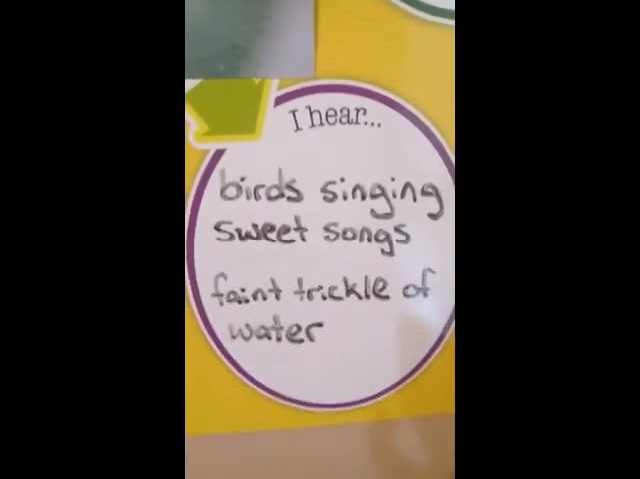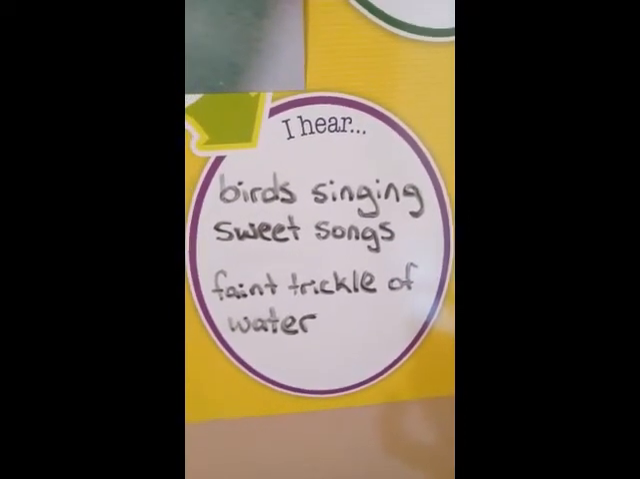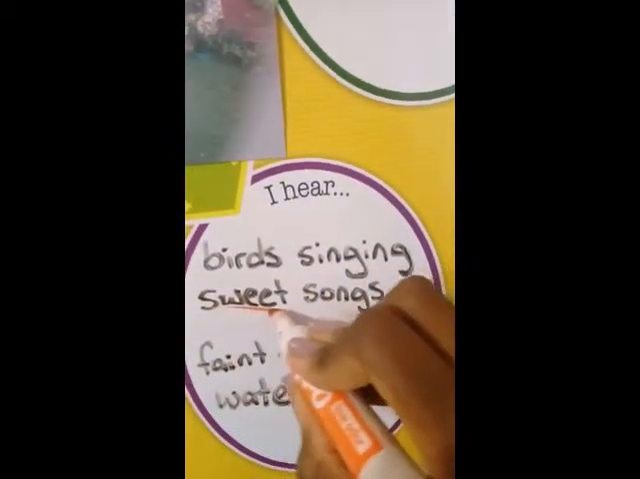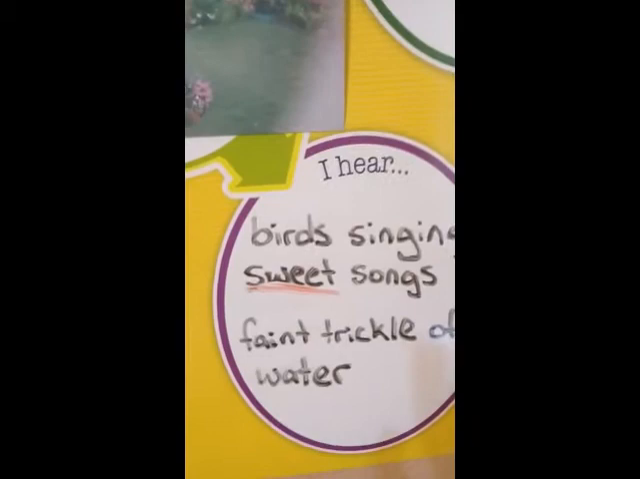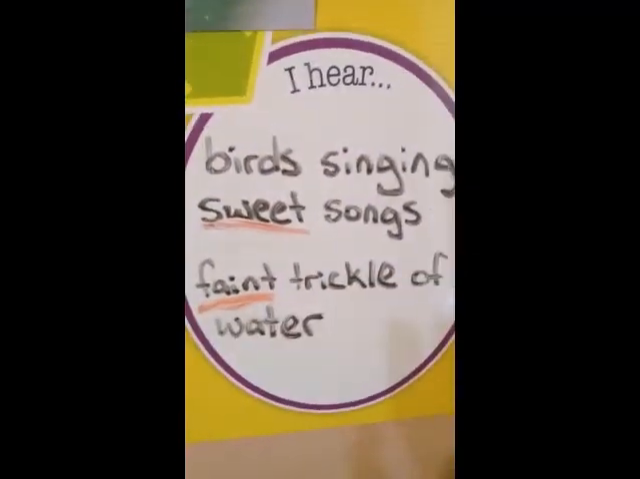For here, I said I hear birds singing sweet songs, and I hear the faint trickle of water. Where are my describing words? Well, the birds are singing sweet songs. There's my describing word. And the trickle of water is faint. That means it's kind of hard to hear. It's very soft.